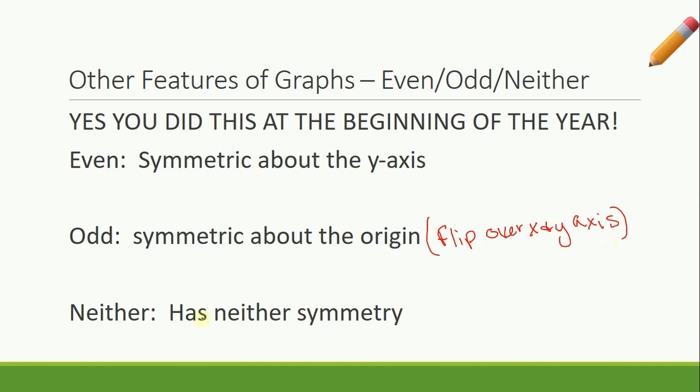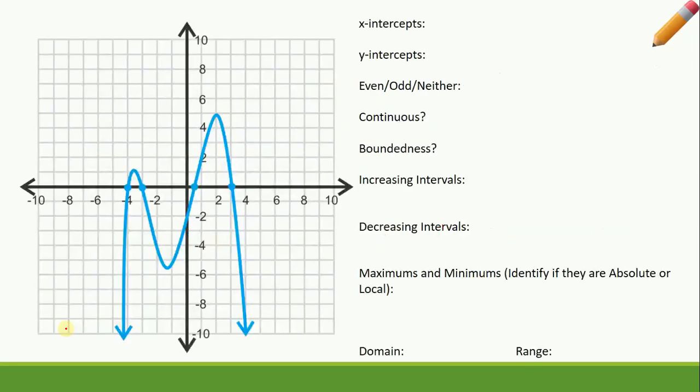You'll find this guy is more common. Even and odd graphs, even is hard to come by. Odd is a little bit more common. Neither, however, is definitely the most common. So, we have gotten to an example. We're going to do one in the video, and then tomorrow when we get back to class, I will do another one with you again, so that way you can ask me questions and all that.